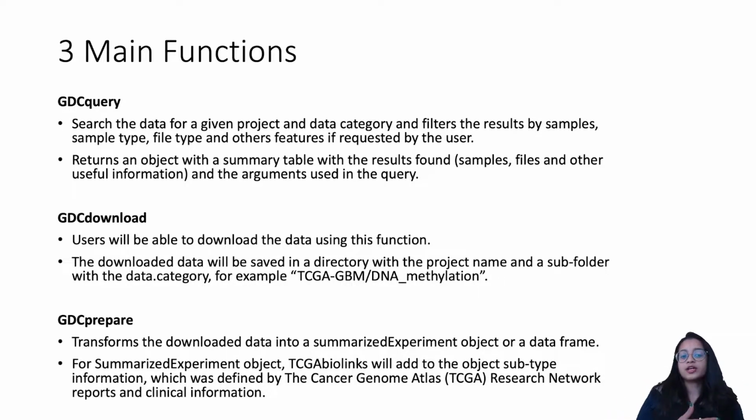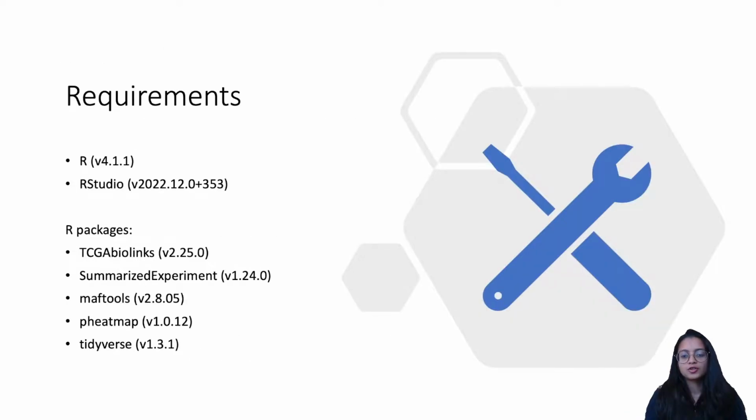The last function is GDCprepare, and this function transforms the downloaded data into a usable format, into a summarized experiment object or a data frame. So the data can be extracted from these data structures and used for further downstream analysis.